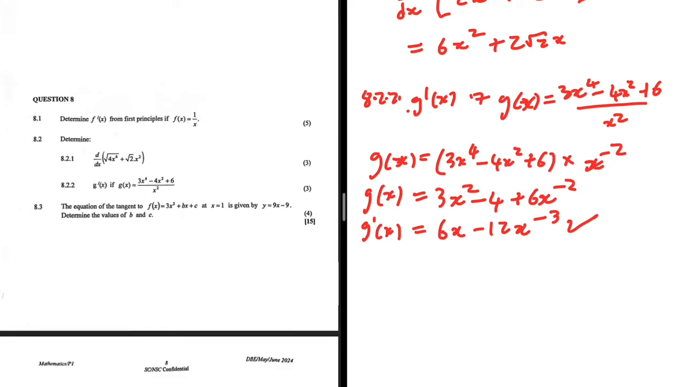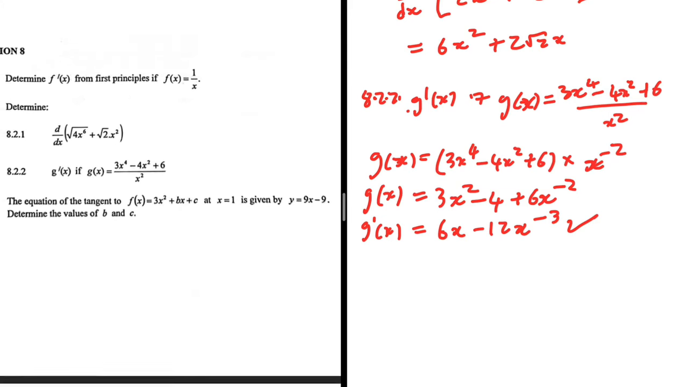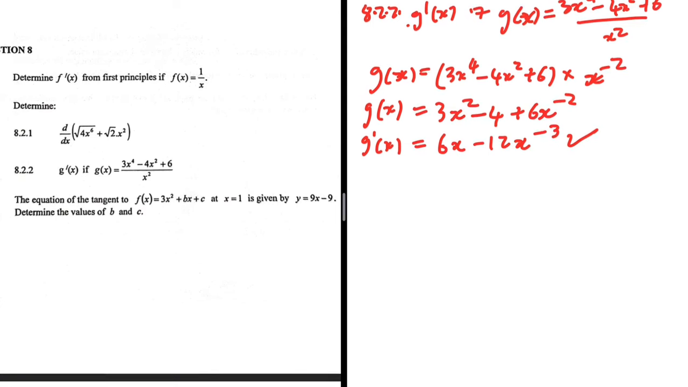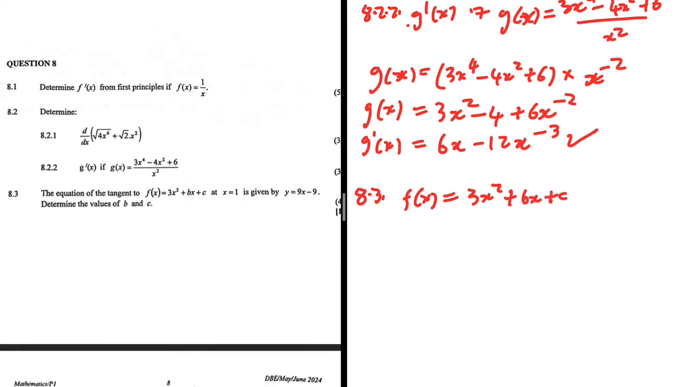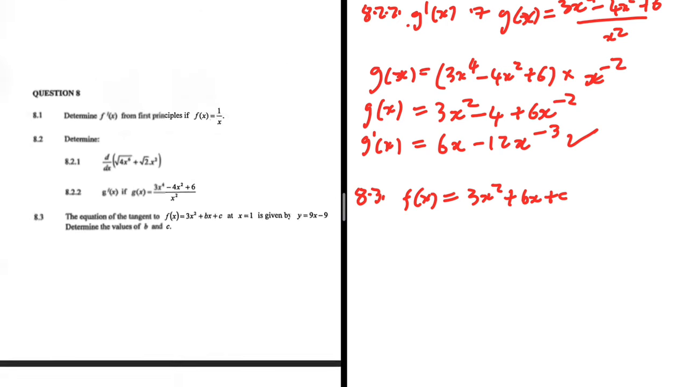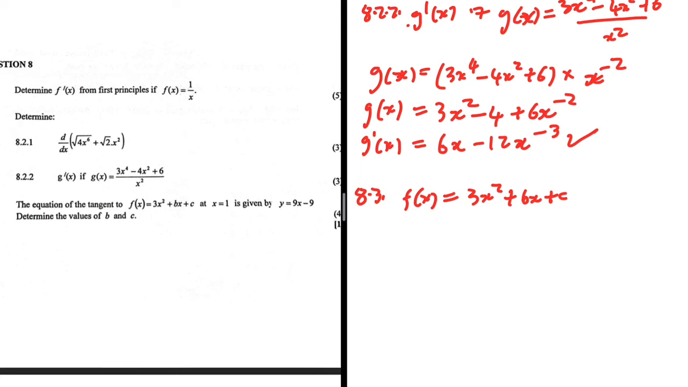8.2.2. How many marks? 3. And then 8.3, quite an interesting equation. Let's go ahead and take a look at it. The equation of the tangent to f of x equals 3x squared plus bx plus c at x equals 1 is given by y equals 9x minus 9, as you can see there. Determine the values of b and c.